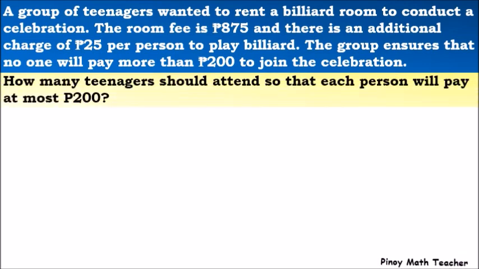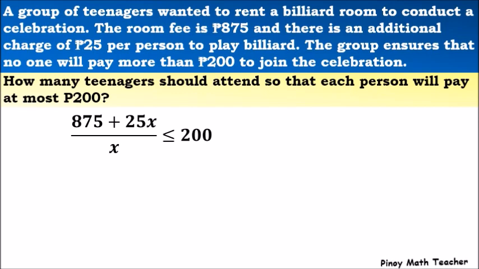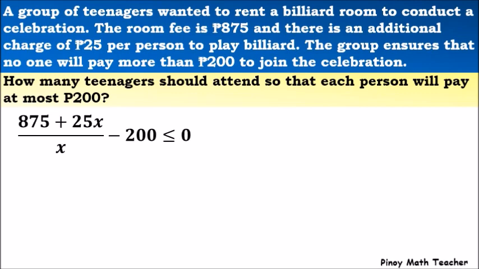How many teenagers should attend so that each person will pay at most 200 pesos? So gamit yung ating inequality. To solve for this inequality, kailangan yung isang side ay 0. So gagawa natin ang paraan na maging 0 yan. Transpose natin yung 200 sa left. Okay, ganyan yung kalalabasan. Alam natin na ang denominator ng 200 ay 1.